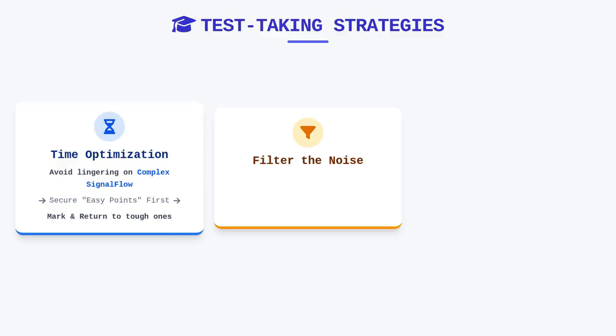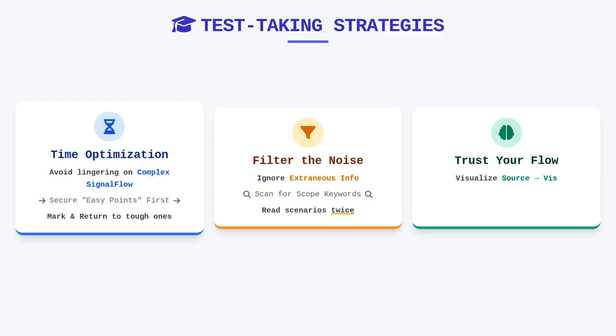The exam designers often include extraneous information to test your ability to filter noise, much like an effective detector filters out non-critical alerts. Stay calm, read the scenario requirements twice, and look for keywords that define the scope of the problem. You have the technical foundation required to succeed. So trust your experience with the platform and your intuition regarding how data flows from source to visualization.